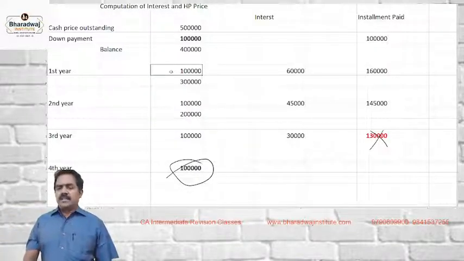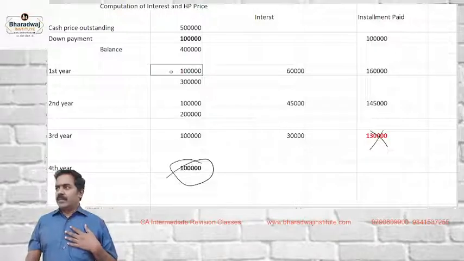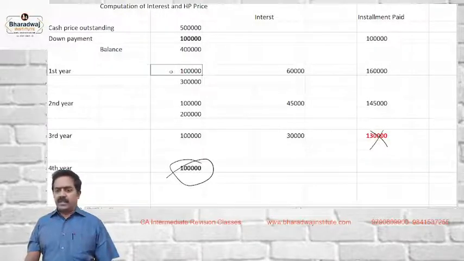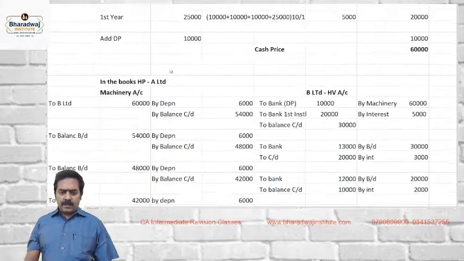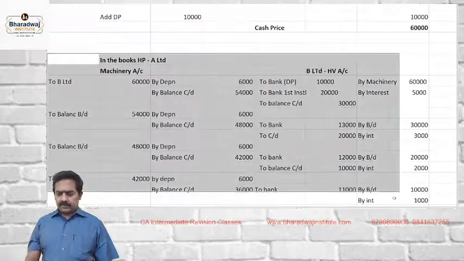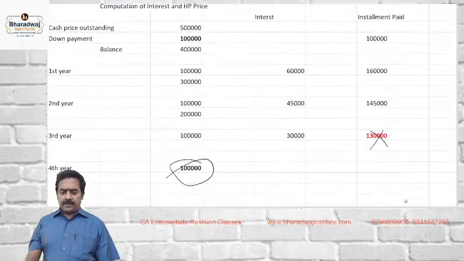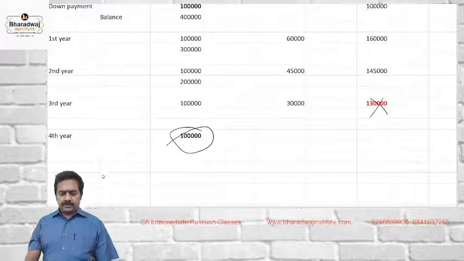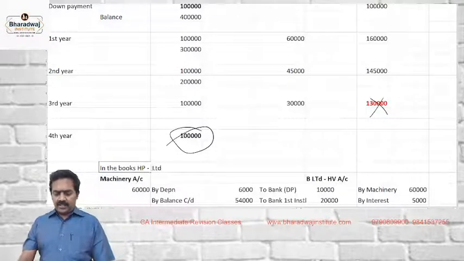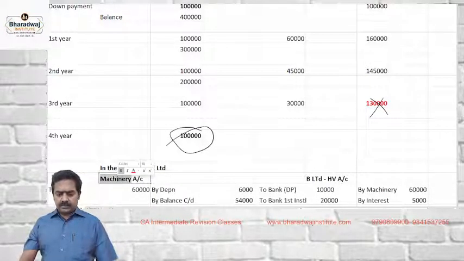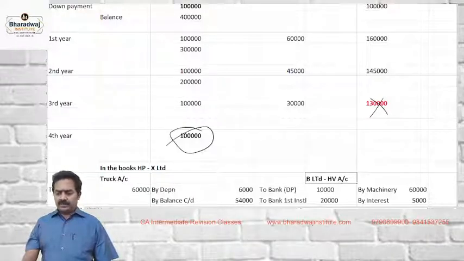Shall we start? Ledger accounts. First, let us do it in the books of the hire purchaser, and then let us go to the books of the hire vendor. Start. In the books of hire purchaser. What is the name of the asset? Truck account. Who is the vendor?